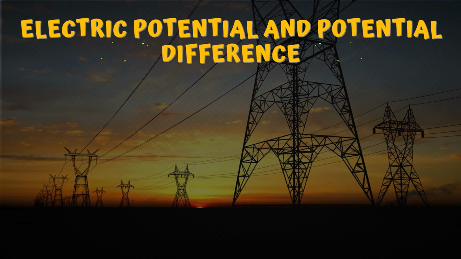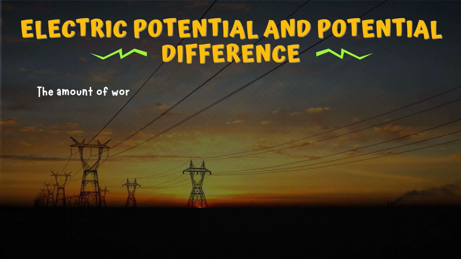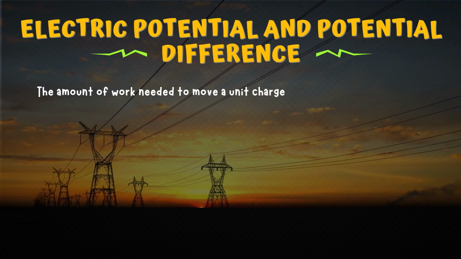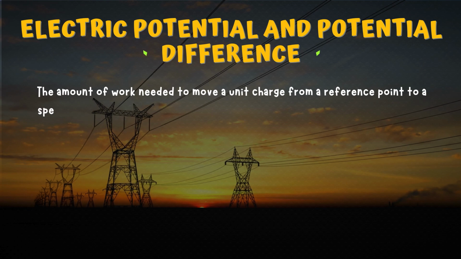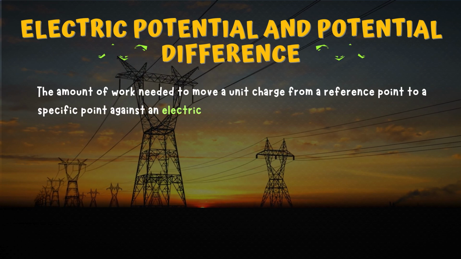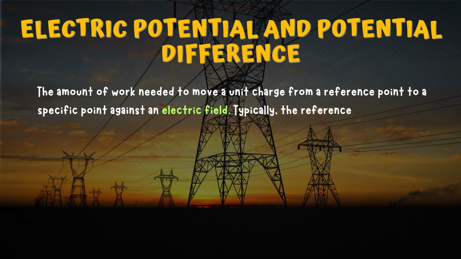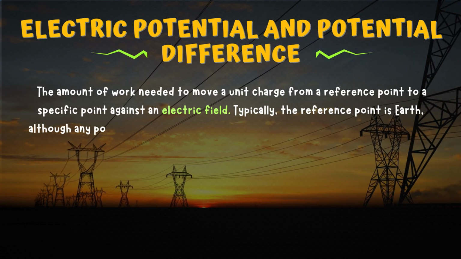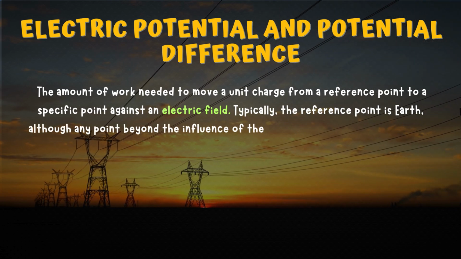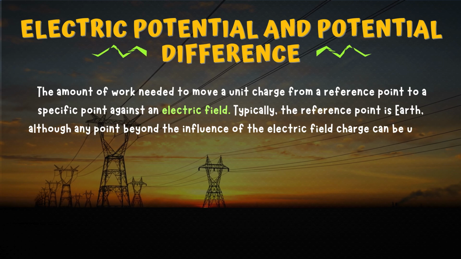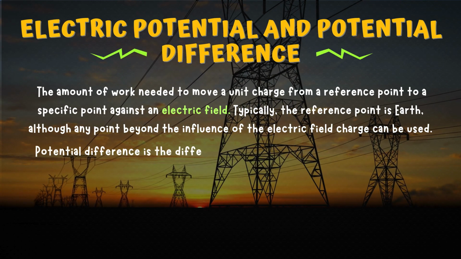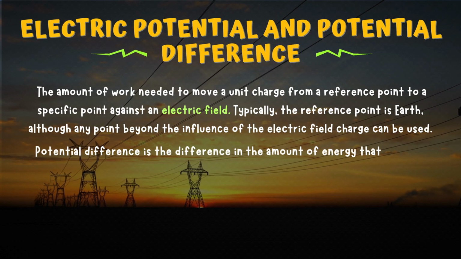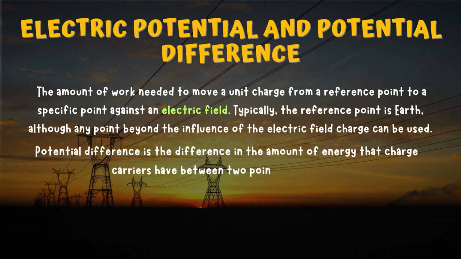Electric potential and potential difference. The amount of work needed to move a unit charge from a reference point to a specific point against an electric field. Typically, the reference point is Earth, although any point beyond the influence of the electric field charge can be used. Potential difference is the difference in the amount of energy that charge carriers have between 2 points in a circuit.